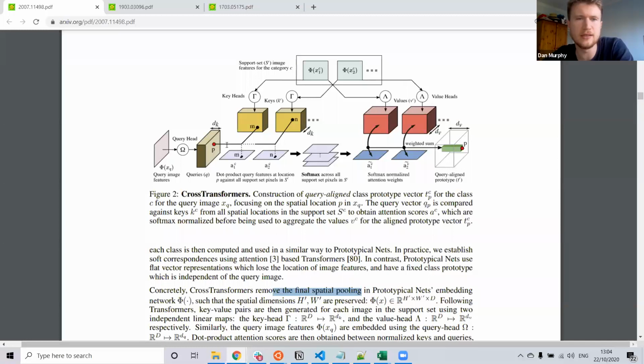I think it is important that these maps are from one bit of the query image to one bit of this representation, right? So it is a bit different.